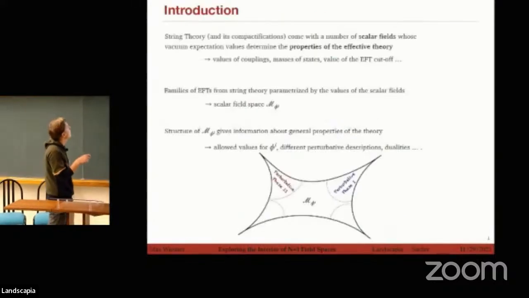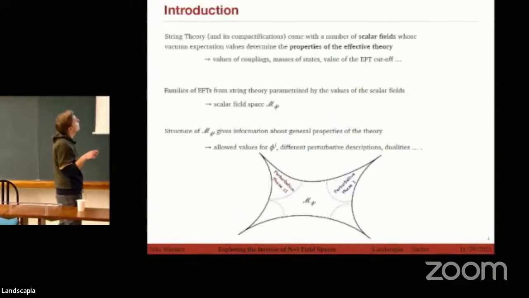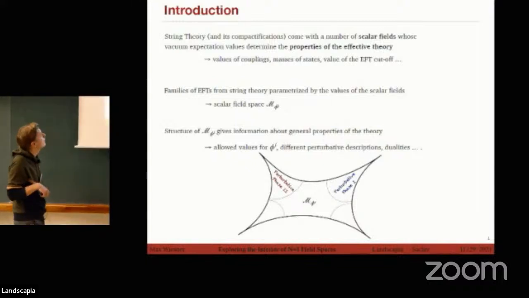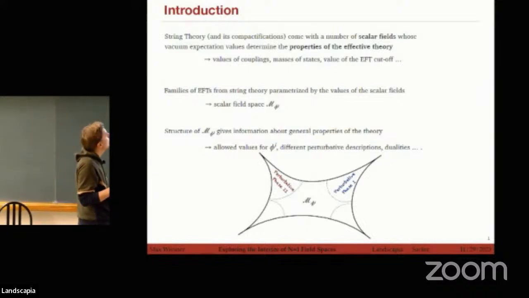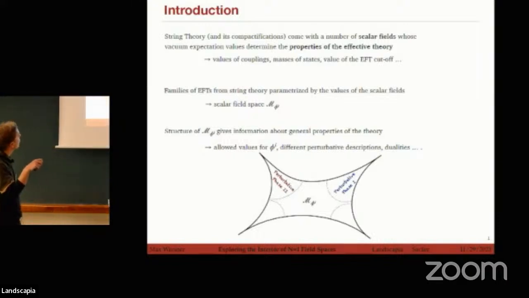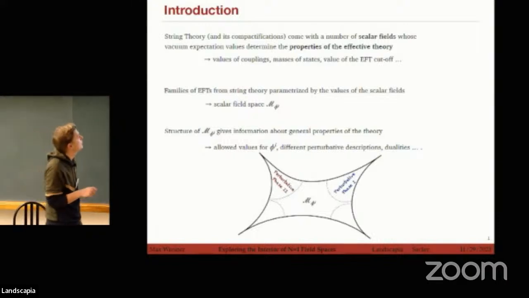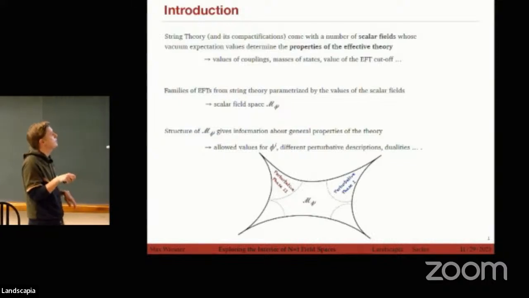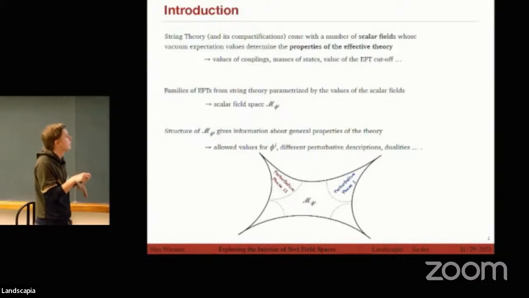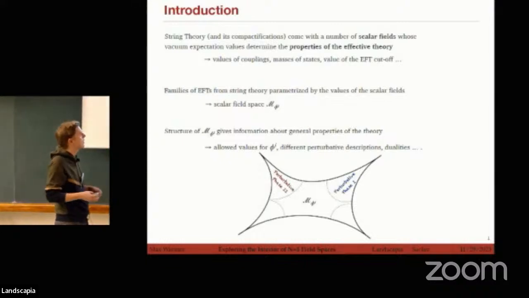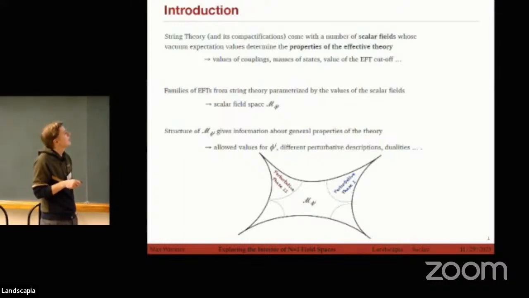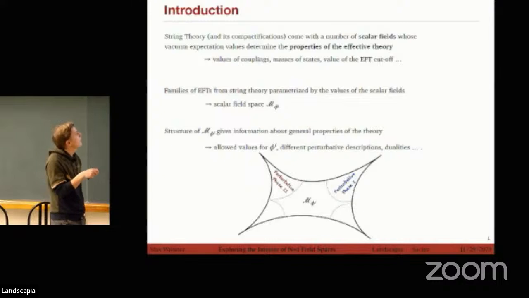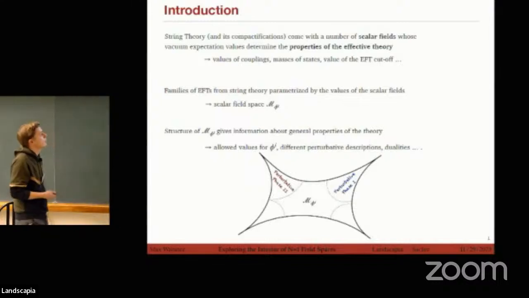So we know that in string theory, and also in compactifications, these often come with a number of scalar fields whose vacuum expectation values determine the properties of the effective theory. So the values of the couplings, masses of states, or the value of the EFT cutoff, you name it. Oftentimes, all families of the EFTs are then parameterized by the values of the scalar fields. And so we get a scalar field space where we have different, for example, perturbative descriptions, where we actually have a good understanding of what the theory is and what the properties of the theories are, and the general structure of the field space gives us information about the general properties.